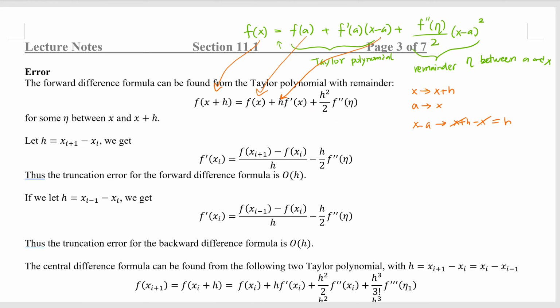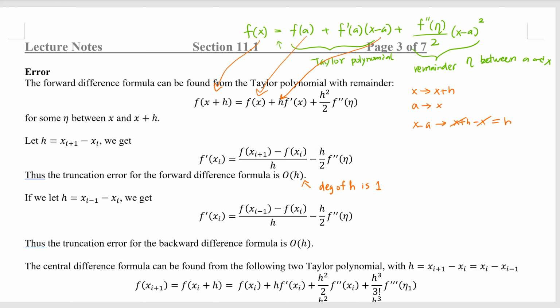All right. So if we let h be x_{i+1} minus x_i, then we get this formula. Wow, look at this. This is exactly the forward difference formula. Okay, and this is the error. The remainder term is actually the error between them. Okay, so the truncation error for the forward difference formula, O(h), means the degree of h is 1. Okay, so it's a degree 1 error. So far so good, everybody?